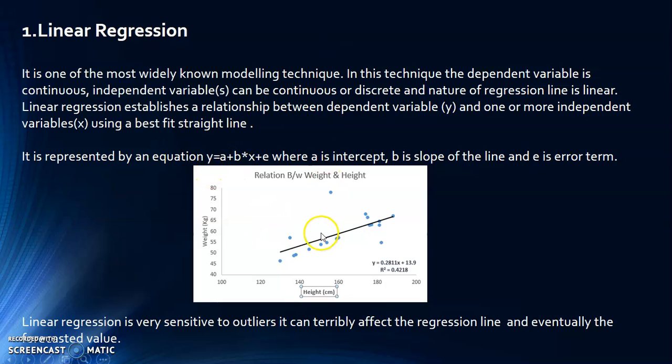Here we can see the graph. The line is linear. As you can see in the preceding figure, the data points are linear. In other words, an independent variable, count of likes, when changed causes the value of a dependent variable, that is number of shares, to change. Linear regression is very sensitive to outliers. It can terribly affect the regression line and eventually the forecasted value.